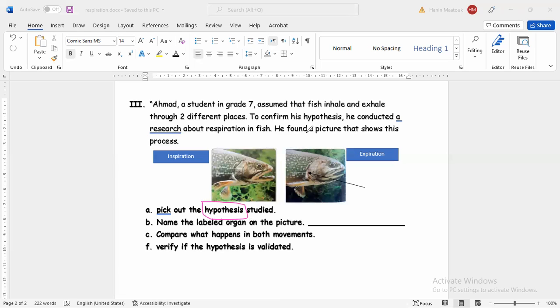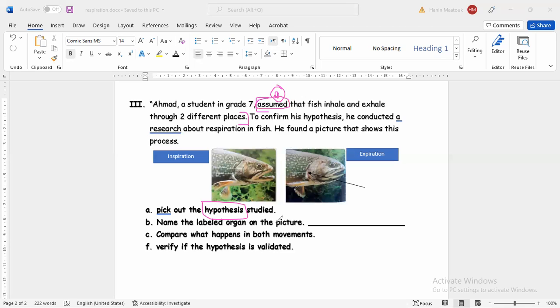So let's search for these words. We have the word assume. So from here, the hypothesis starts. From here, we should write: assume that fish inhale and exhale through two different places. This is the hypothesis. So pick out the hypothesis studied. It is that fish inhale, he assumed that fish inhale and exhale through different places. This is for part A.